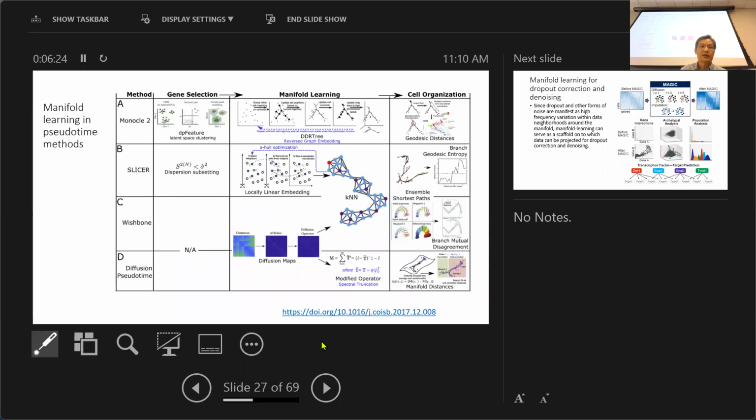So the manifold learning concept has also been used in most of these pseudo time methods. We mentioned Monocle 2, Slicer, Wishbone, and diffusion pseudo time. They all have some KNN in the middle. The purpose of building a KNN is to use the local steps to approximate the global structure of the data.